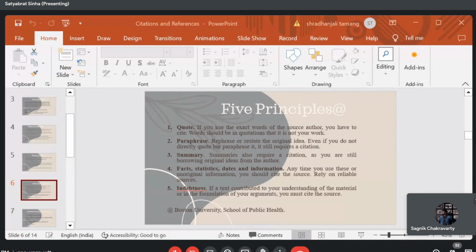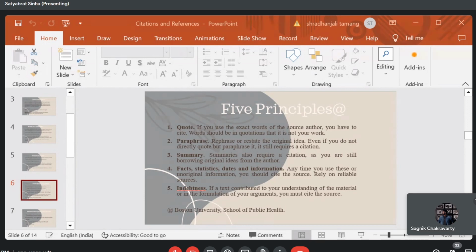And of course, if you use any fact, statistics, dates and information which is not original, of course everybody knows that 15th August India became independent, so that's common information, right? You don't need to cite that. But more specifically, that on this day, this is what happened, or when you come up with some specific things which is not widely acknowledged, then you have to use citation. You have to cite the source that you've gotten that information from.